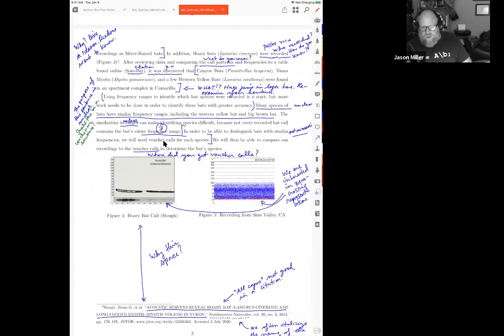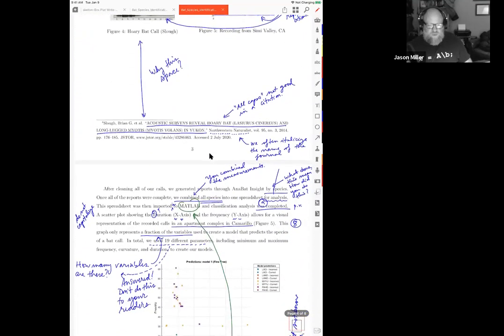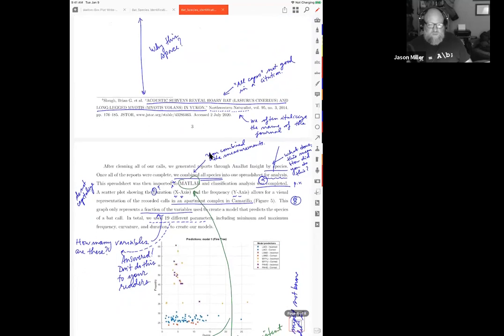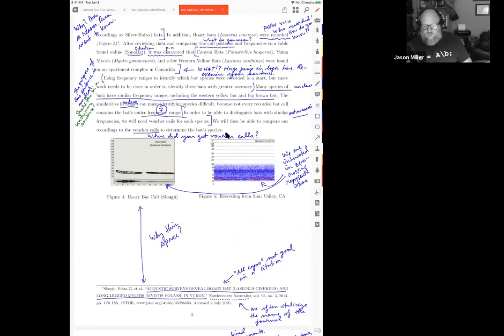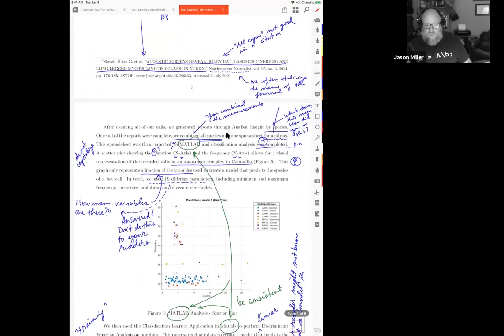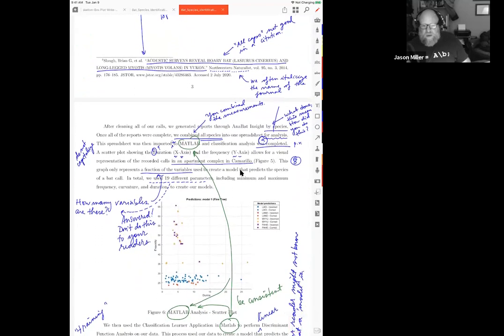Then you talk about voucher calls, which is good. But then you leave the reader thinking that you have voucher calls. So I think here, if you put in the fact that you know what a voucher call is, and then here you'd be able to use the voucher calls to determine the bat species, but then somewhere you should say that you don't have voucher calls. I don't think you say that. And voucher calls would be a good way to transition to what you're doing in the next paragraph, so here's where you start talking about making the model.